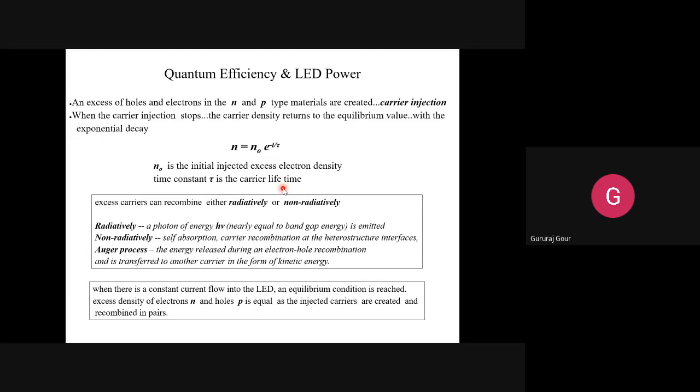So with this decay, we will see the steady state has been reached, recombination has happened, and constant current will start flowing. So how can we reach the discussion of what could be the efficiency, the internal quantum efficiency, in the active region where this recombination process is taking place.